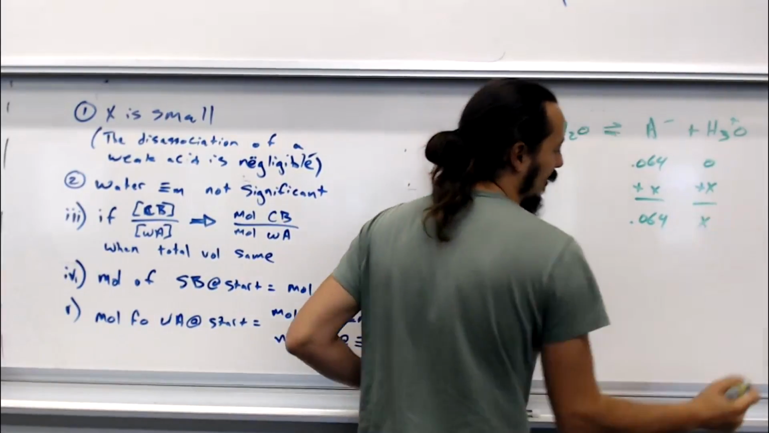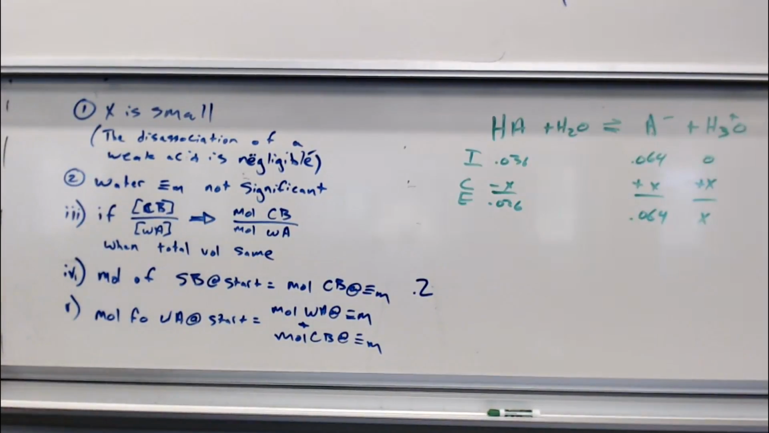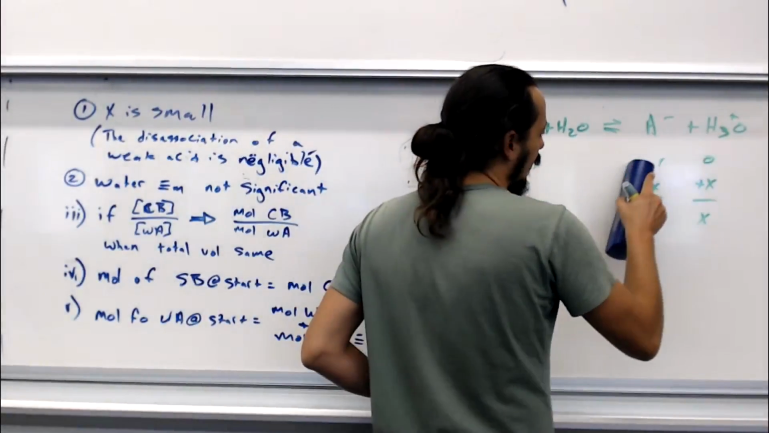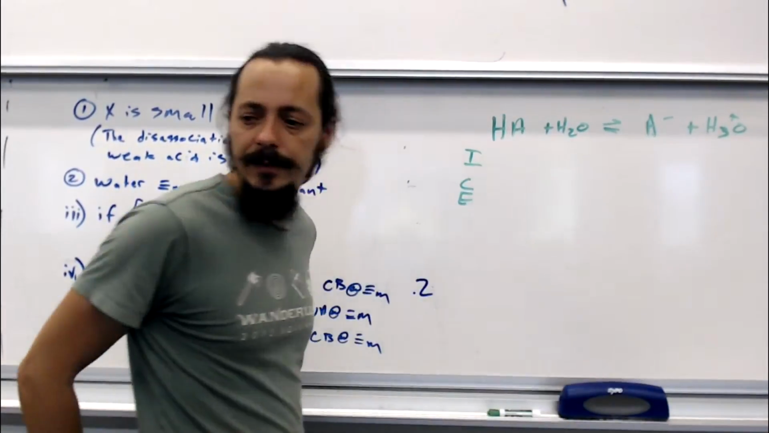We do X. Now let's say we go to the equivalence point. At the equivalence point, 0.064, all of these numbers change slightly.